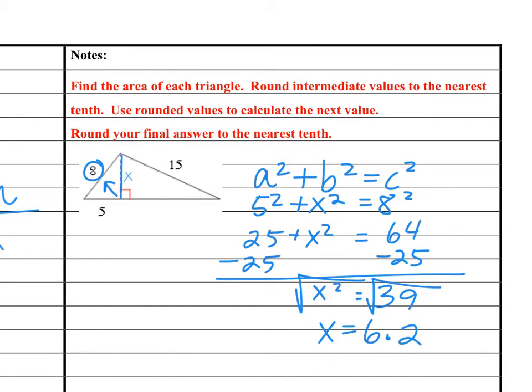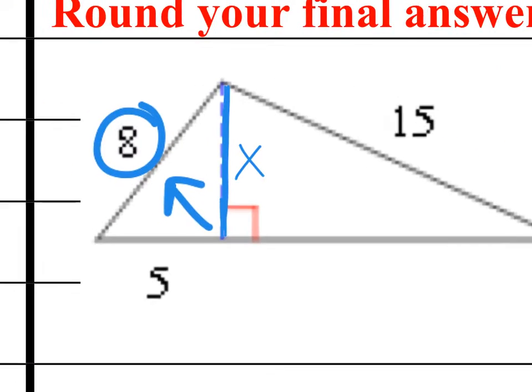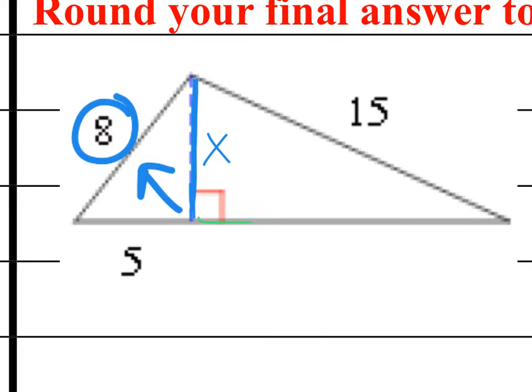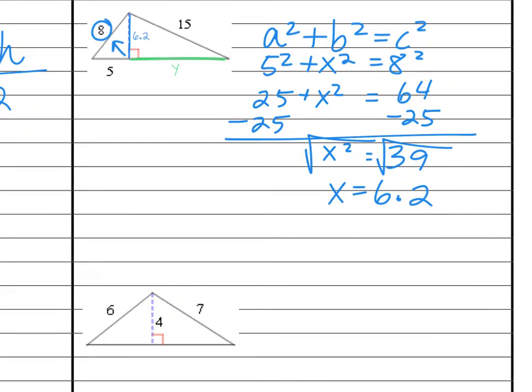Now we need the other part of the base. So we need this length, which I'm going to call y. You know that the blue side is 6.2, right? Let's label it. If you left in the square root, use the Pythagorean theorem. I'm going to do it over here.